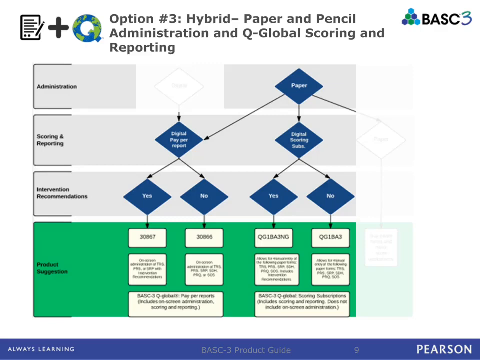One can also score a paper form by purchasing a single usage, 30867 or 30866, as you see on the bottom left side under Product Suggestions, and these reflect the with or without intervention options. The unlimited use scoring subscriptions are available in 1, 3, and 5-year periods.